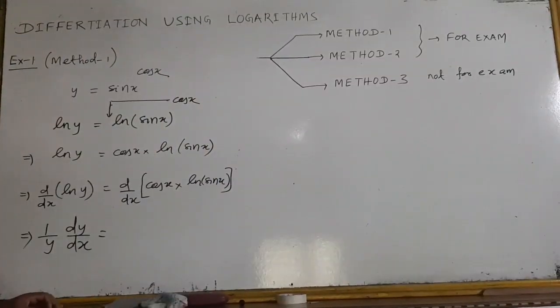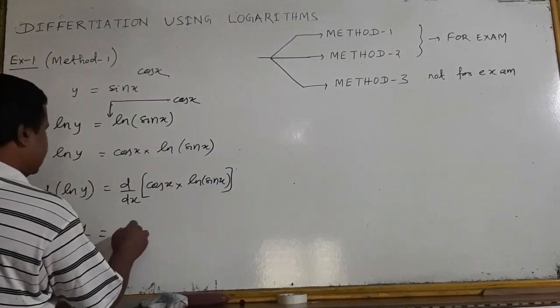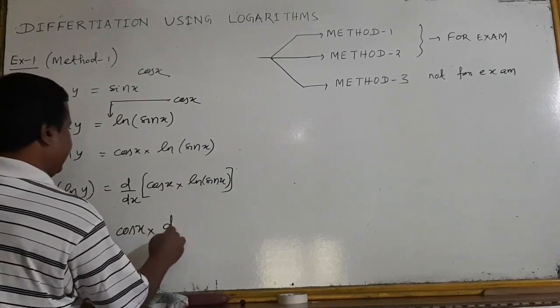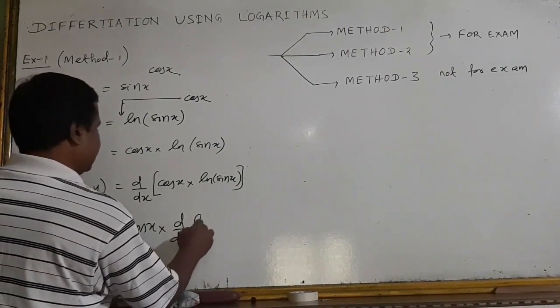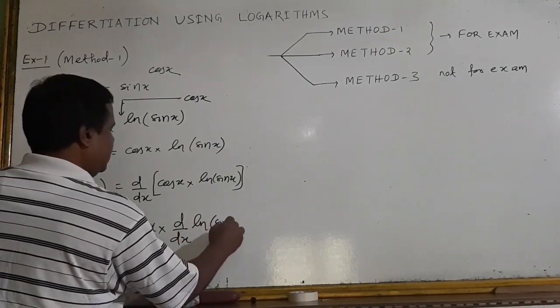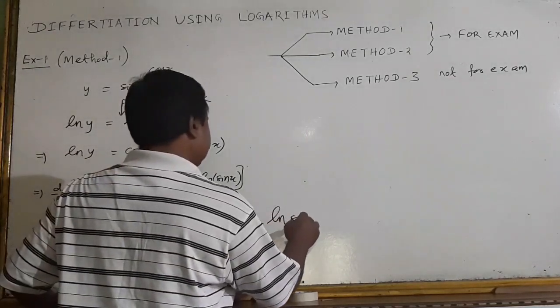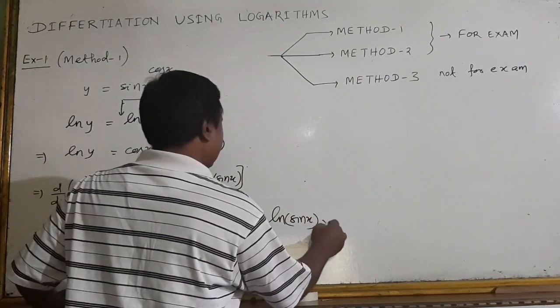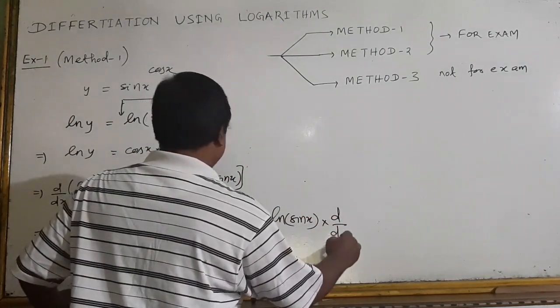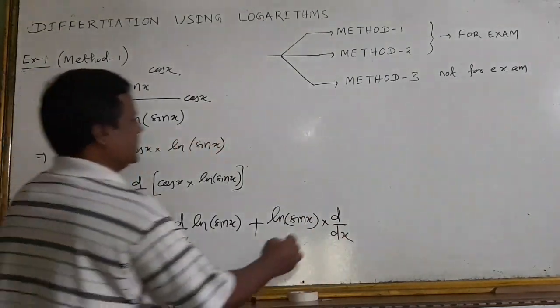Now it is cos x into d by dx of ln sin x plus ln sin x into d by dx of what? Cos x.